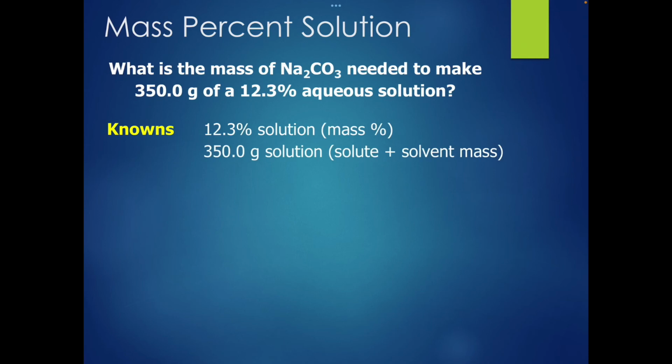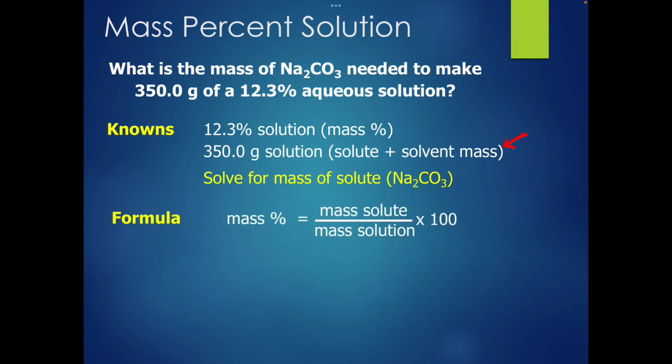We know that we have 12.3% at mass percent, right? So when we were looking at that on the last problem, the what does it equal? It's 12.3% sodium carbonate. It also says we have 350 grams of solution. So that is our total mass. That's going to be our solute plus our solvent. All right, so we're solving for the mass of our solute.